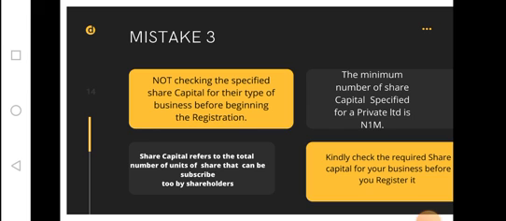So the minimum share capital specified for a private limited liability company is 1 million naira. Kindly check the required share capital for your business before you register it. You can Google it. If you are doing that with me, because of my expertise and my experience, I should know the share capital that is required for you.